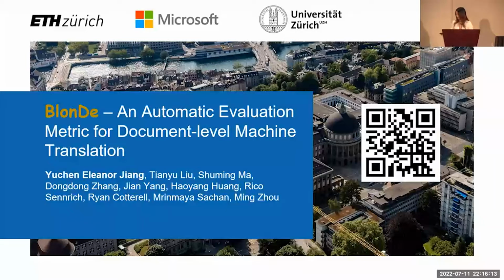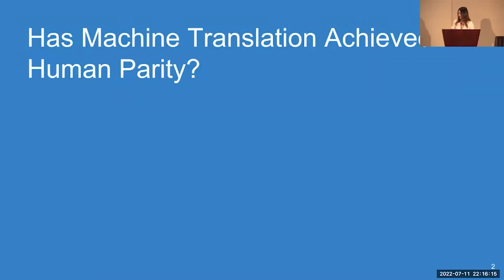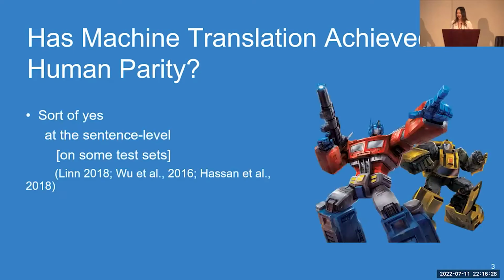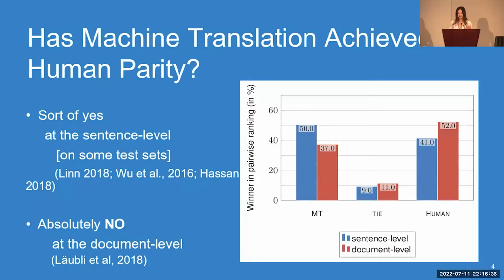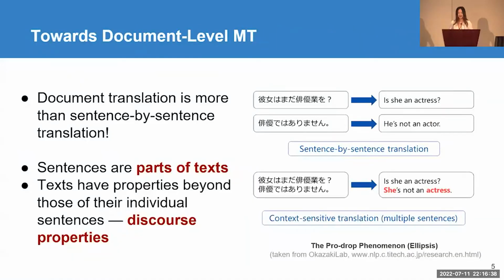So let's get started. The goal of machine translation has always been to match the quality of human translation. And the ultimate question is always, has machine translation achieved human parity? And the answer is sort of yes, thanks to our beloved friend transformer, but only at sentence level. At document level, it's a big no. Why is that the case?